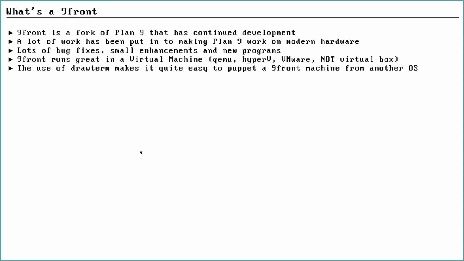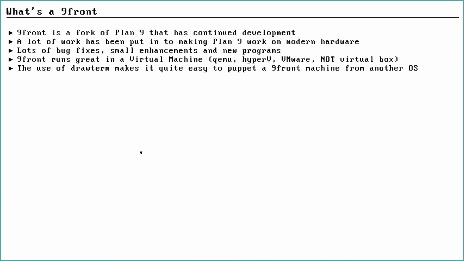Lots and lots of bug fixes, small enhancements all over the place, new programs that I think are quite useful. So that's the current way I'd suggest using Plan 9, to use 9front. It runs great in a virtual machine, so QEMU, Hyper-V, VMware, not VirtualBox. Don't expect VirtualBox to work great, because VirtualBox has some issues, but I digress. The use of DrawTerm really makes it quite easy to use a 9front machine from a different operating system.